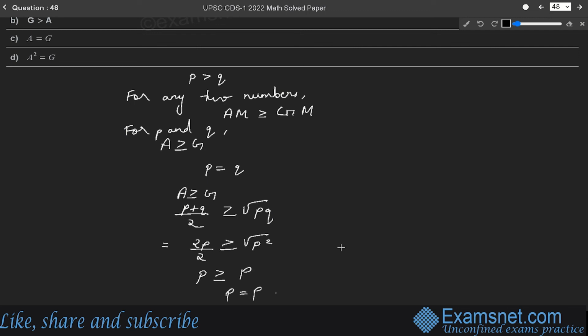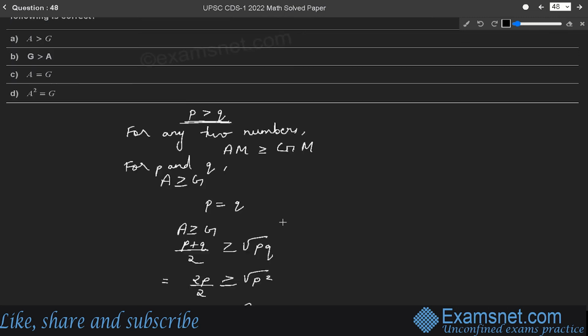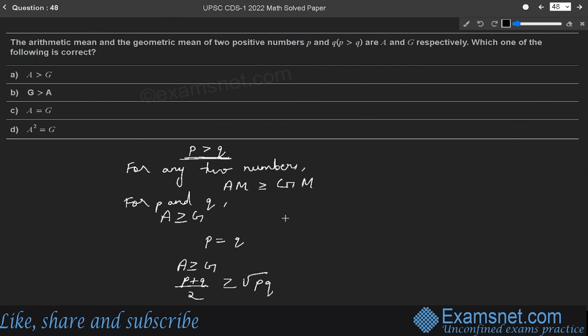But according to the question, we have P greater than Q. It is already given in the question that P is greater than Q. It means that only option 1 will be correct for this question, which is A is greater than G. Therefore, the correct option is option number A here.